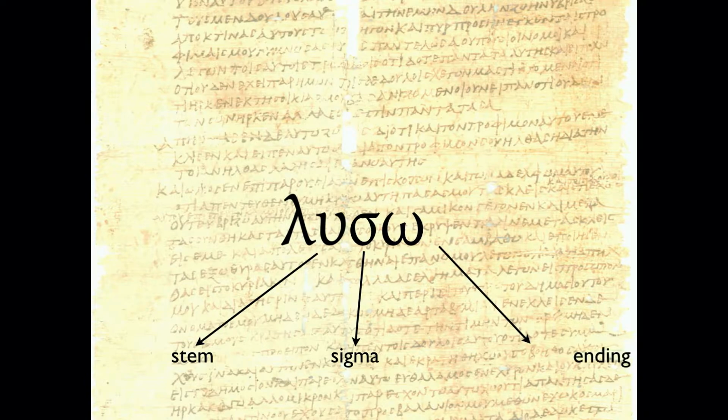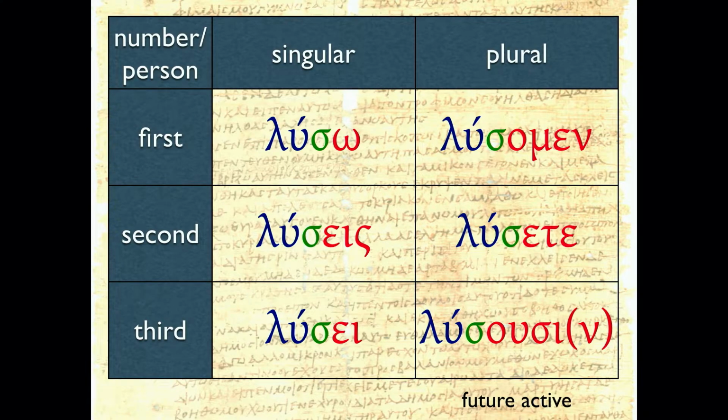And look at that ending. That's an ending that you recognize. It's the same ending that we had with the present active indicative. The difference between the present active indicative and the future active indicative is that presence of the sigma between the stem and the ending. And of course, we can change the ending and go from luso to luseis, another ending that you recognize. From luseis, we can go to luse, a third ending that you recognize. So what you notice here is that we're recycling the endings from the present active indicative.